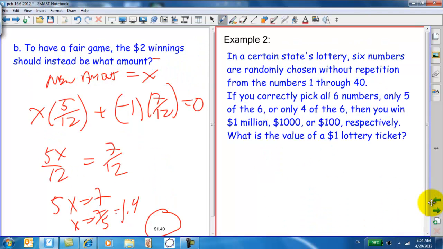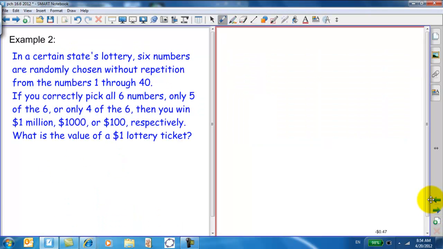Now, in certain states' lotteries, 6 numbers are randomly chosen without repetition from the numbers 1 through 40. If you correctly pick all 6 numbers, only 5 of the 6, or only 4 of the 6, then you win 1,000,000, 1,000, or 100, respectively. What is the value of a $1 lottery ticket? So we can see by what you win. So we need some probabilities here.